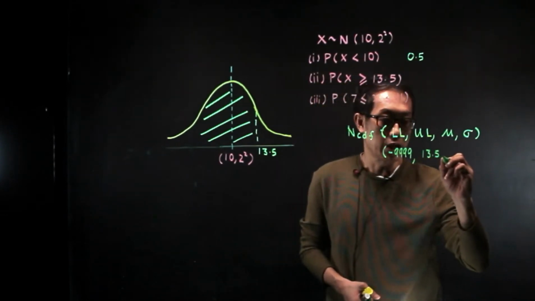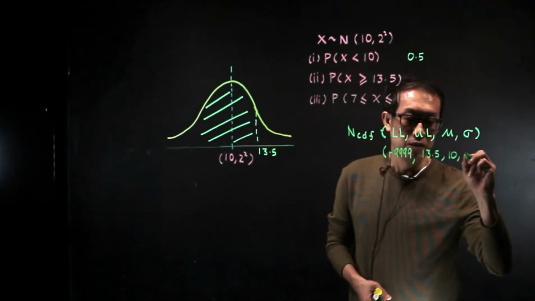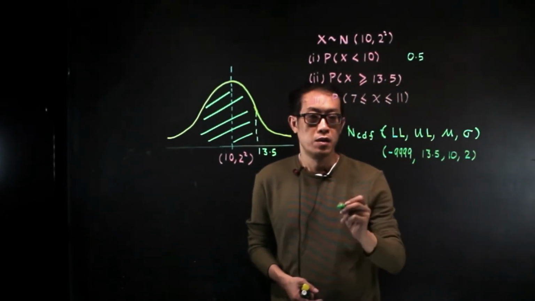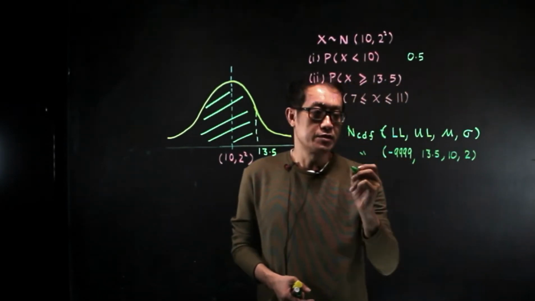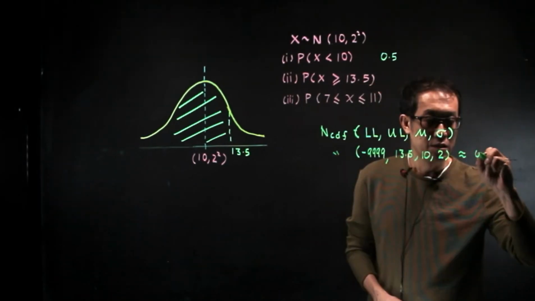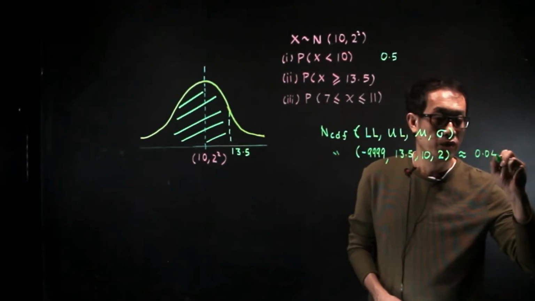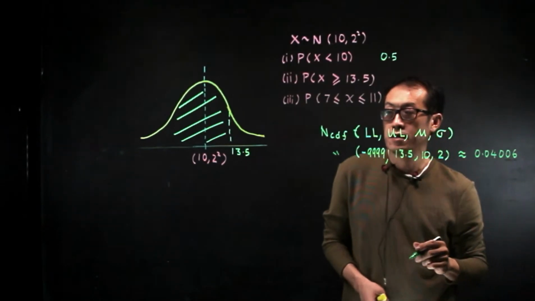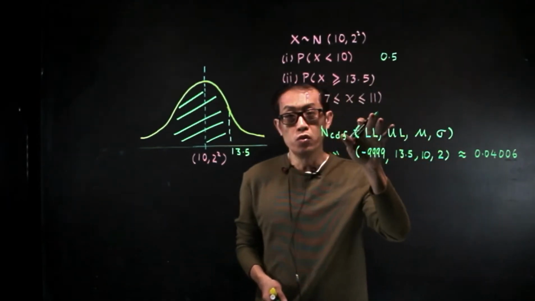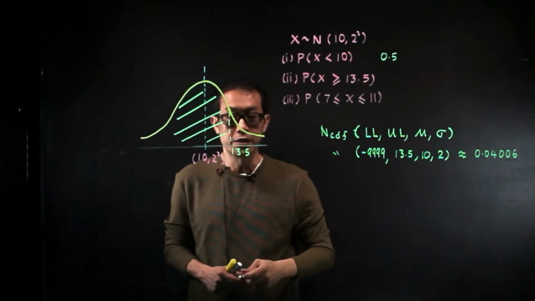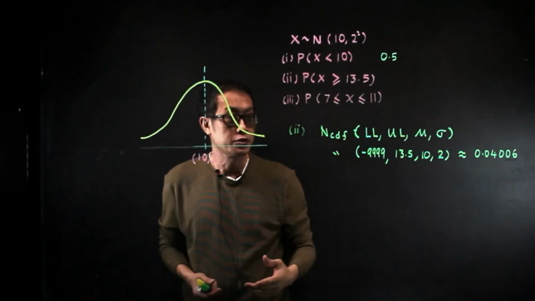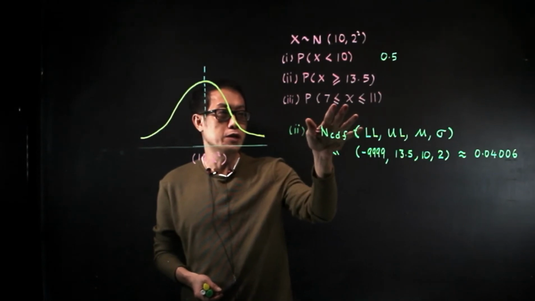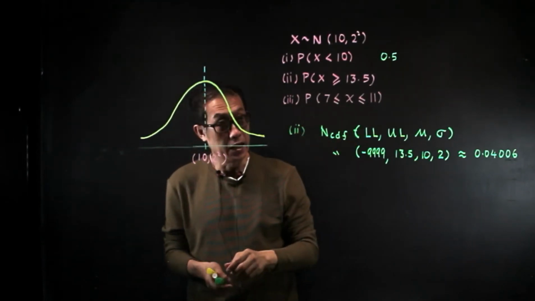and your mean is 10, standard deviation is 2. That gives us an answer of 0.04006 approximately. Now let's move on to part 3. In part 3, you are asked to find the probability of x being between 7 and 11.